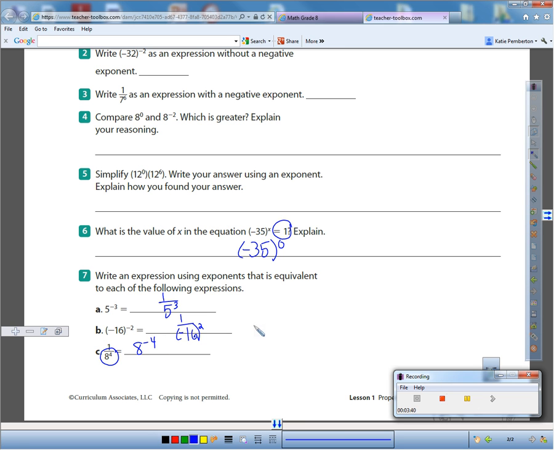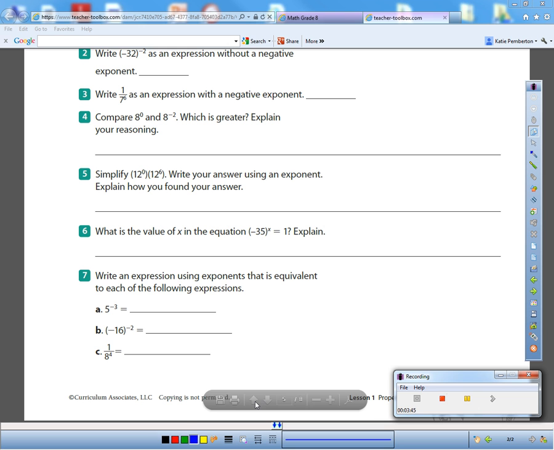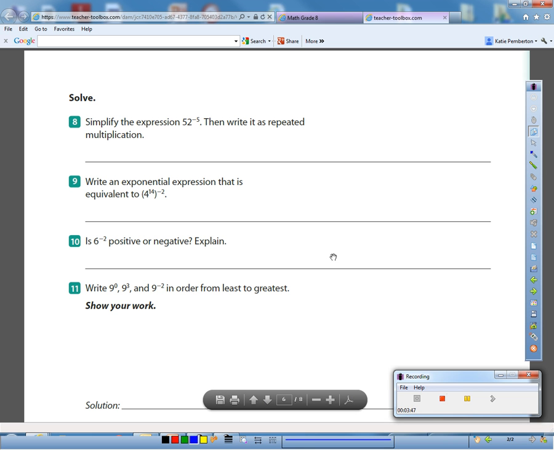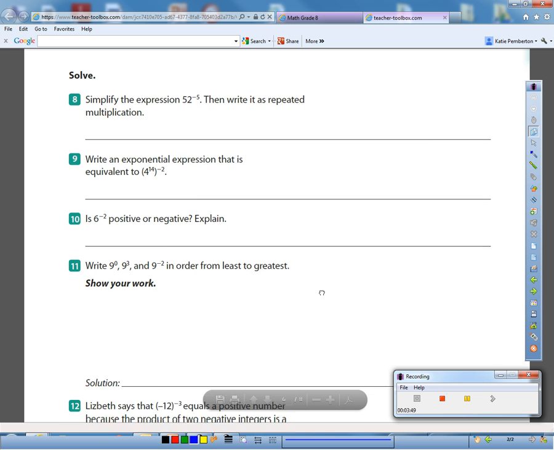Okay, that's it for this page. So let's go on to page number 8. Okay, so here we go. Alright, so I'm going to move it up just a little.